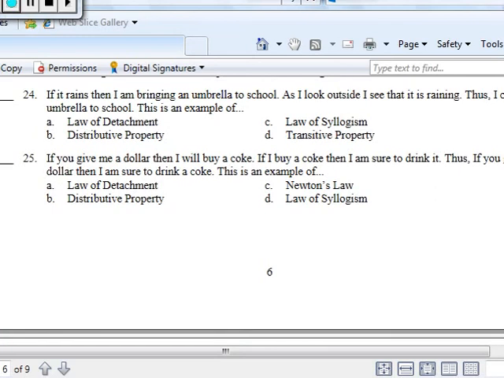25. If you give me $1, then I will buy a Coke. If I buy a Coke, then I am sure to drink it. Thus, if you give me $1, then I am sure to drink a Coke. This is an example of which law? Is that detachment or syllogism? Syllogism. Don't put Newton's law. Okay, that's not this class.